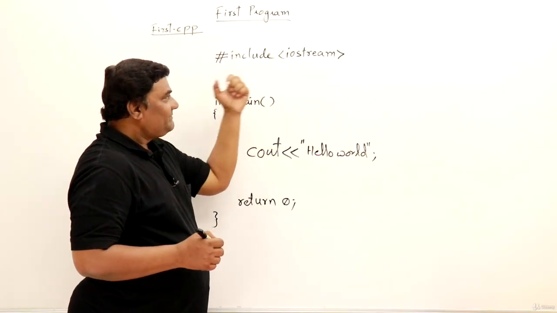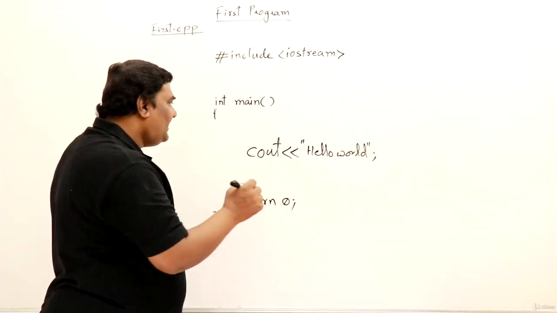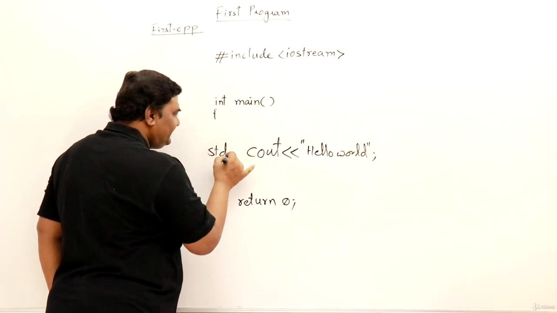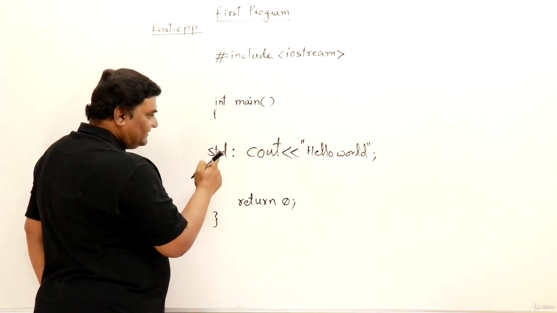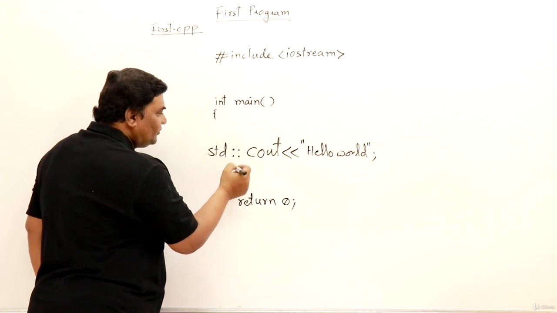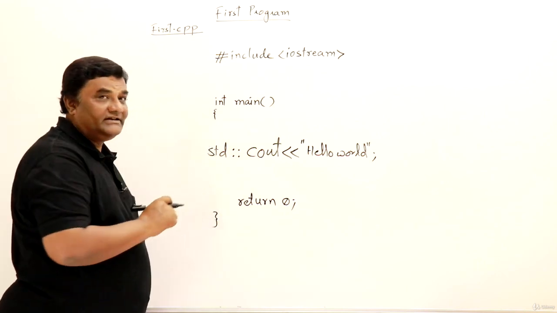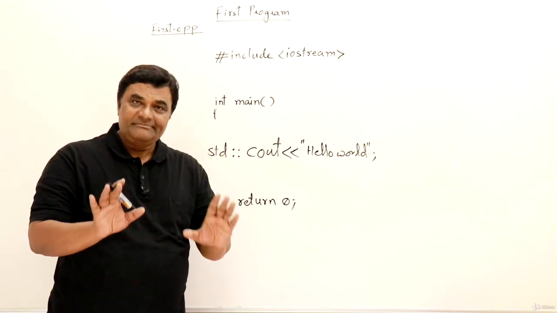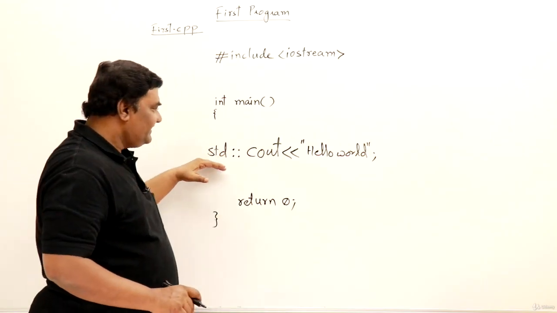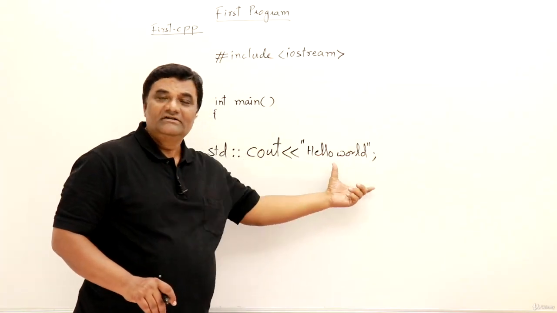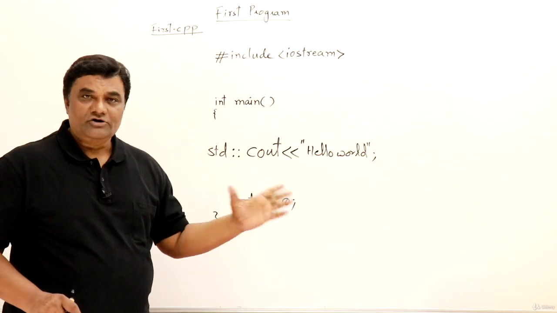This cout, as it is present there, we cannot use directly. We have to write namespace. So I have to write std double colon. This symbol you will find on the keyboard, you hit it 2 times. Colon and colon, that is double colon. This is called scope resolution. So the correct method is to write std scope resolution, then cout and whatever you want to give. This is how we use that cout object.